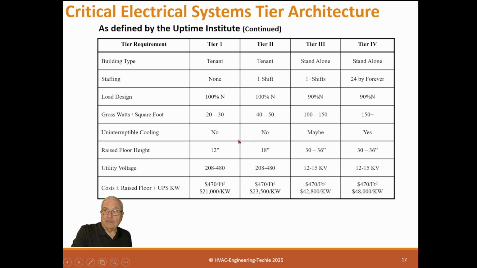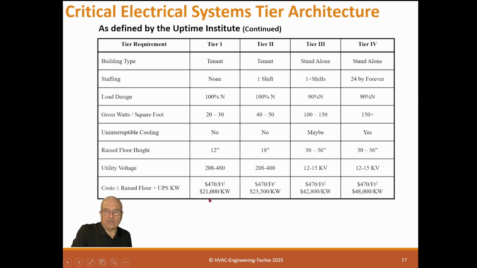Uninterruptible cooling? No, Tier 2, but Tier 3 maybe. Tier 4 absolutely yes. So raised floor height: 12 inches, 18 inches, 30 to 36 inches for Tier 4. Utility voltage is 208 to 480. Tier 3 is 12 to 15,000 volts, and the same for Tier 4.